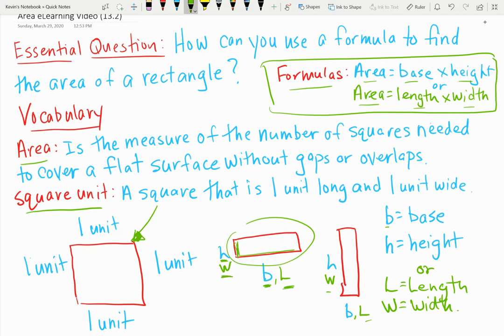If I flip it just where it is now facing long ways, it doesn't change. The base is the bottom or the bottom edge. And also we call that the length. And then the side edge over here is going to be the width or the height. Okay. So remember your formula as we go through today's lesson. The area is base times height or length times width.